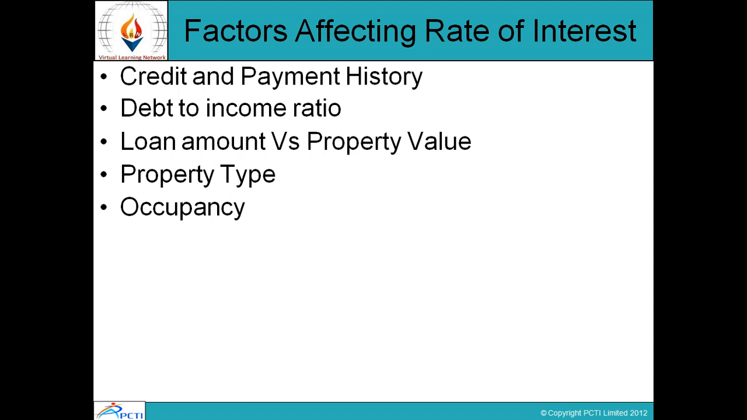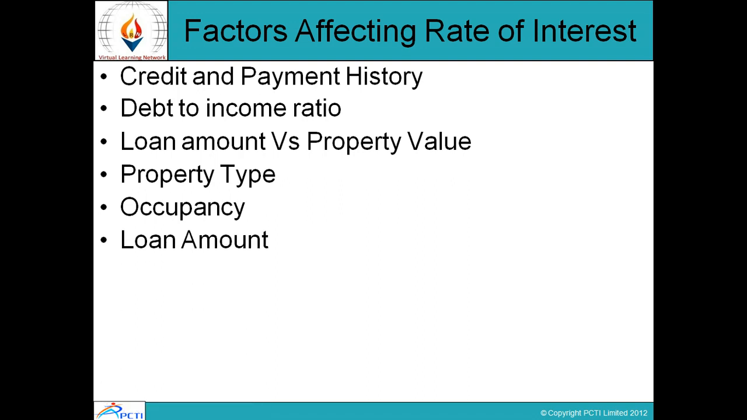Occupancy. Another question lenders frequently ask concerns occupancy type. Whether your loan is for the home you live in full-time, part-time or rent to others affects the interest rate you are offered. Generally, owner-occupants who live in their homes full-time enjoy the best rates, followed by vacation home owners and property investors.